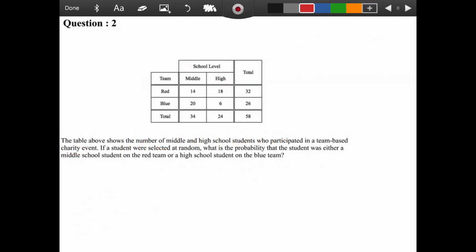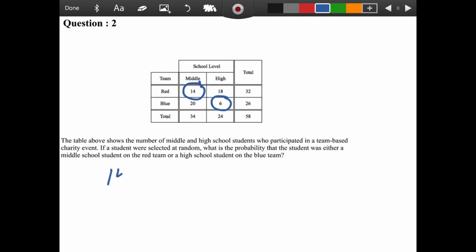All right, our next probability question is a fill-in. And we're given the table above shows the number of middle and high school students who have participated in a team-based charity event. If a student were selected at random, what is the probability that the student was either a middle school student on the red team or a high school student on the blue team? So right away, a middle school student on the red team, there are 14, and then a high school student on the blue team, that gives us 6.